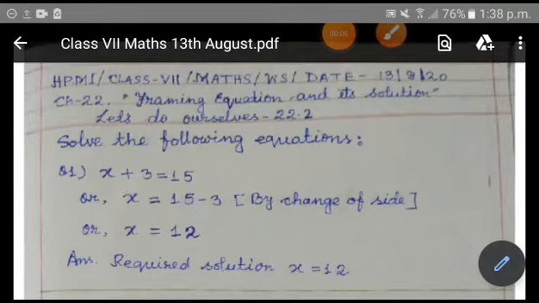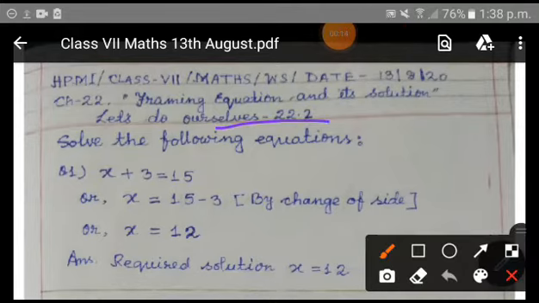Today we are going to continue with the chapter Framing Equation and its Solution. We are going to do Let's Do Ourselves 22.2. Everybody open your maths book. It is given, solve the following equations. Come to question number 1.